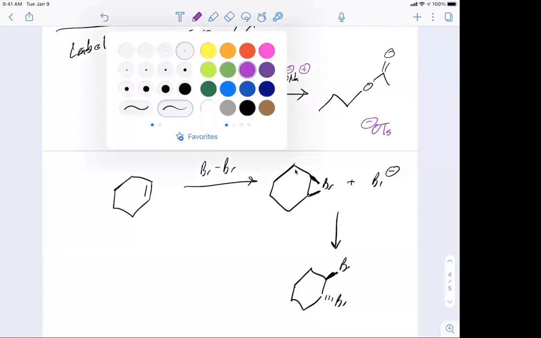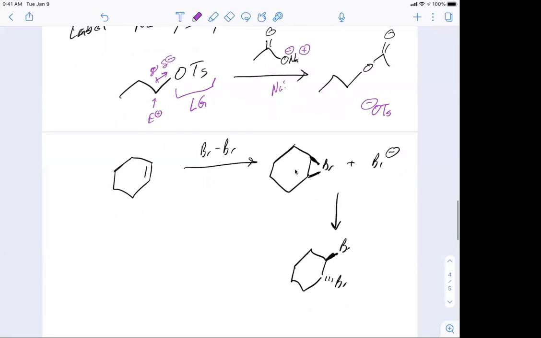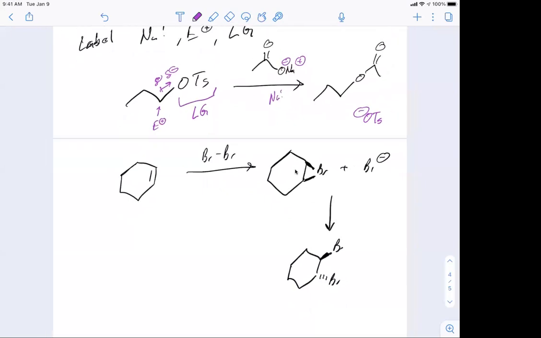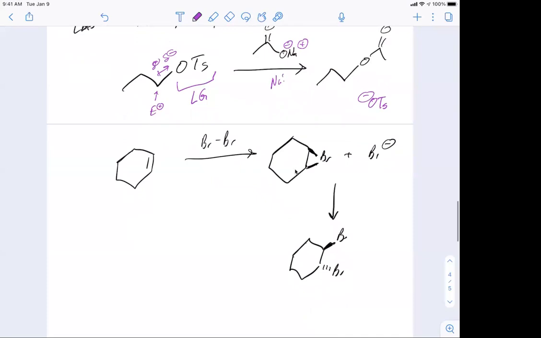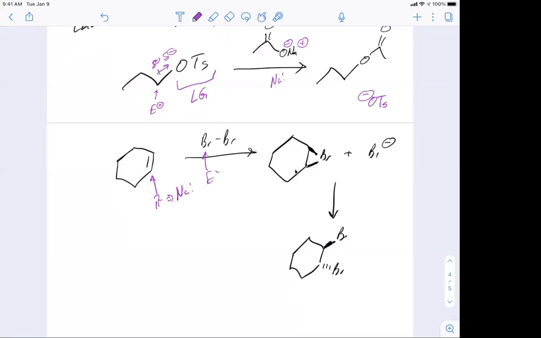When we look at this next reaction, I've got my bromine, which has an instantaneous dipole. So potentially I could have electrophile, leaving group. This whole reaction really only has one thing, which is that pi bond is my nucleophile, right? So that's my nucleophile. The bromine becomes my electrophile, and the other bromine becomes the leaving group. So those are my labels.